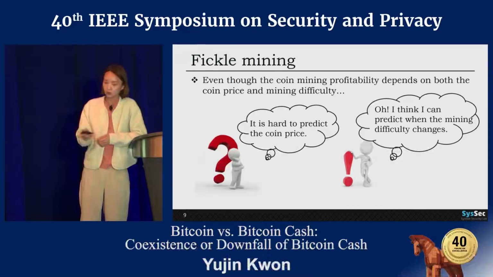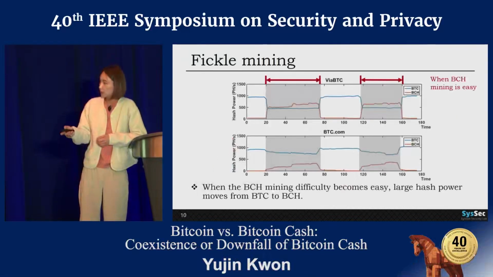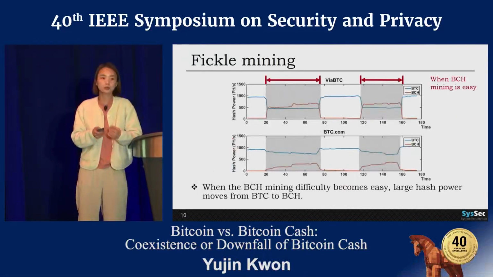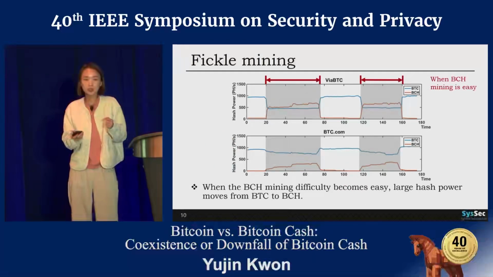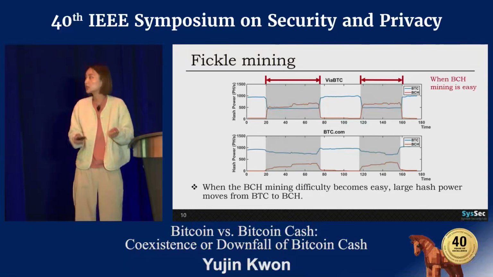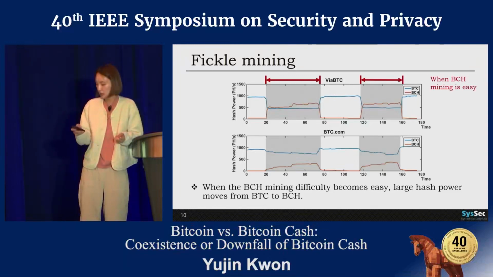So, due to this property, we can observe a sudden large hash power movement only when the coin mining difficulty changes. For example, look at this.